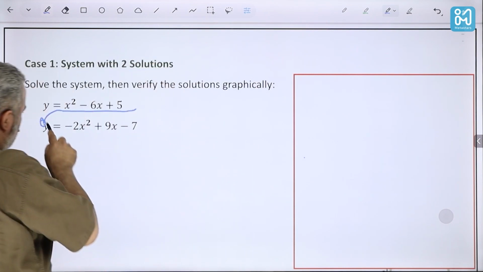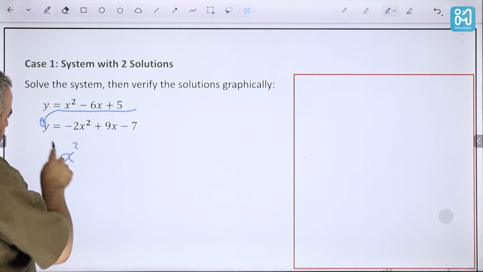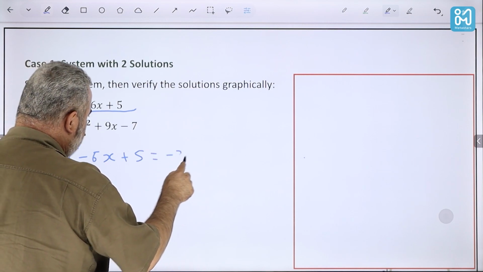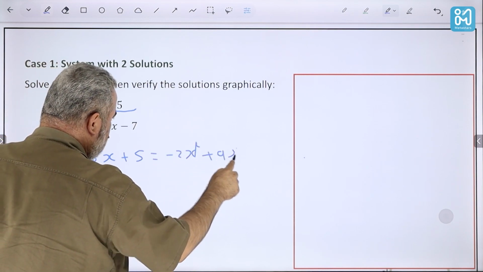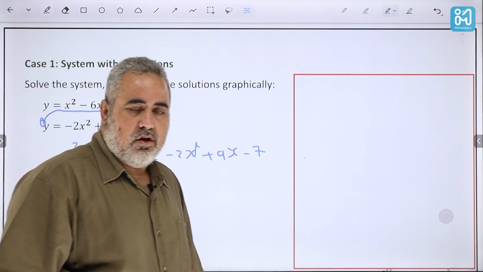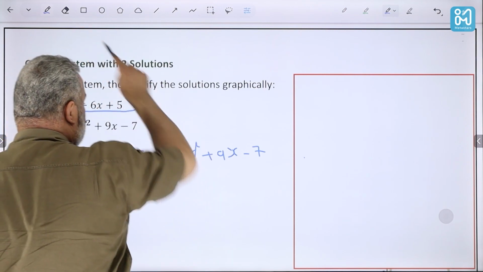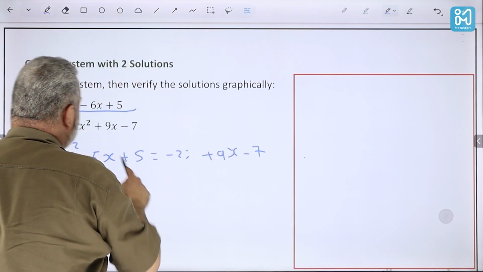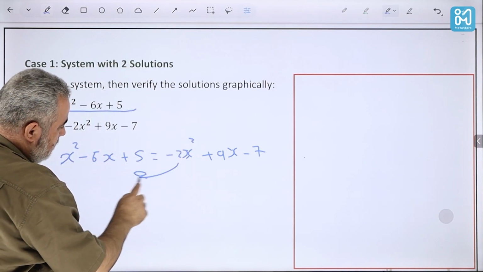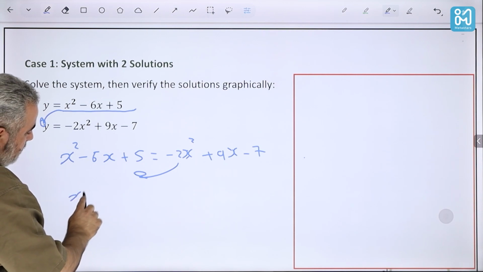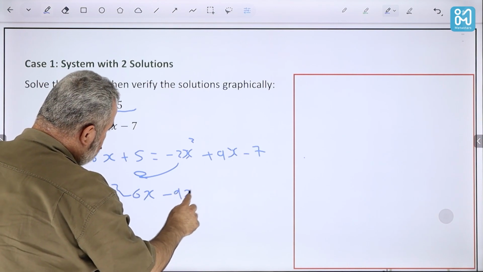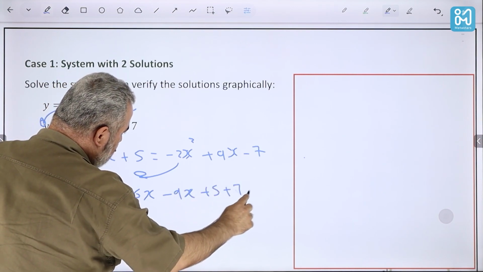So what does that mean? I'll just replace it. Instead of y, x squared minus 6x plus 5 equals negative 2x squared plus 9x minus 7. Now we'll put everything together, x squared with x squared, x with x, and number with number, and we solve the equation. So we move everything to this side, so it will be x squared plus 2x squared minus 6x minus 9x plus 5 plus 7 equals 0.